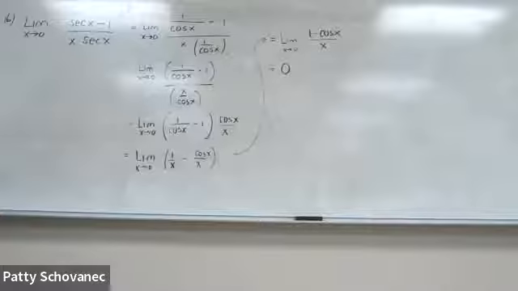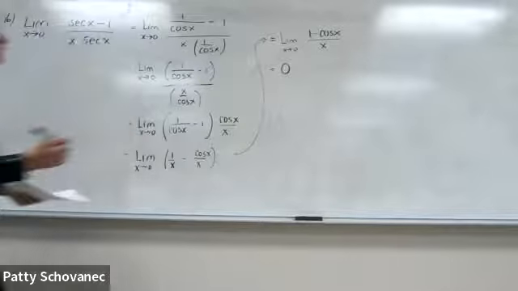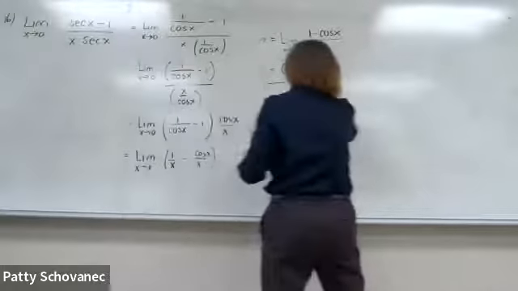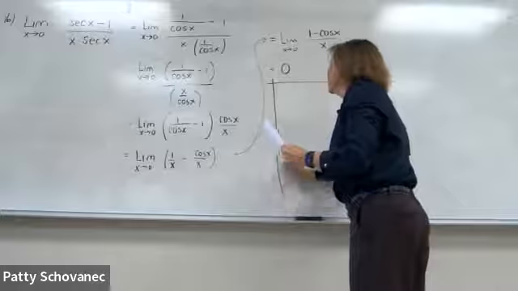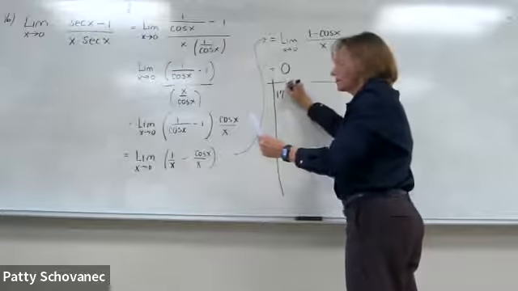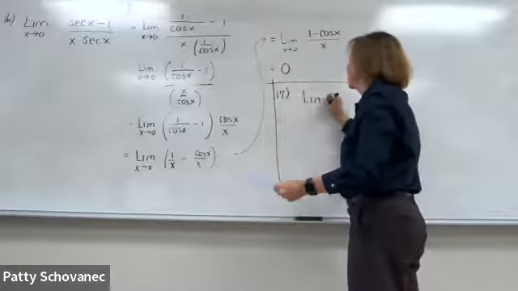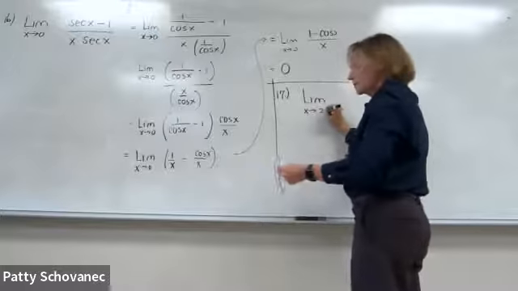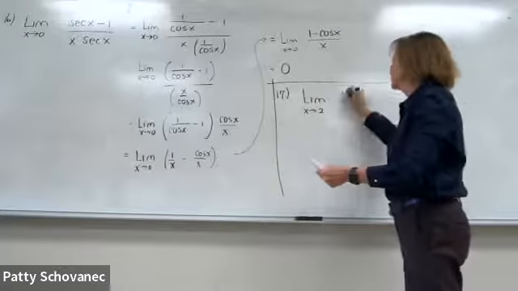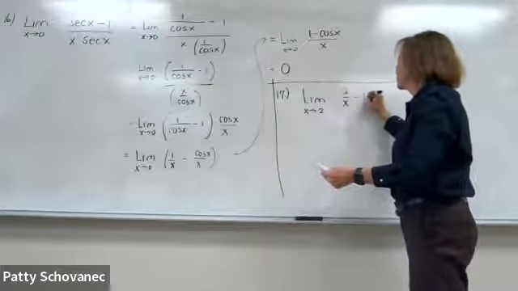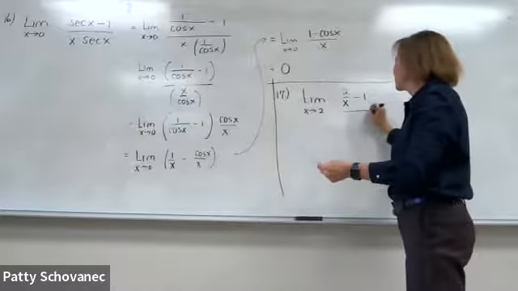All right, number 17 has no trig functions. Maybe we can look at some other algebra. I put 17 next to kind of remind you of this. We've got the limit as x goes to 2 of 2 over x minus 1 divided by x minus 2.